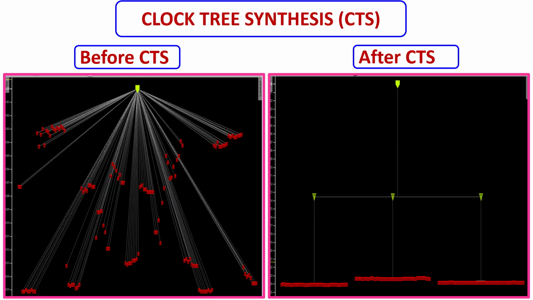Let us see the diagram. Look at this. This is the first one without CTS. Then look at this. CTS is doing everything in a balanced manner. See, all the clock signals are received at the same time. So this is the process of CTS.